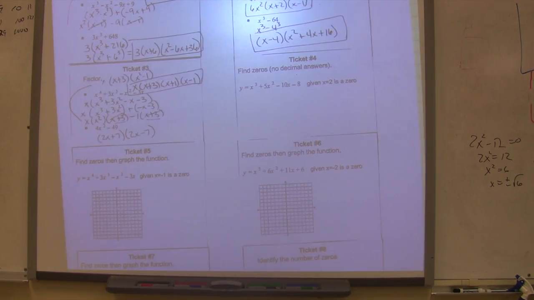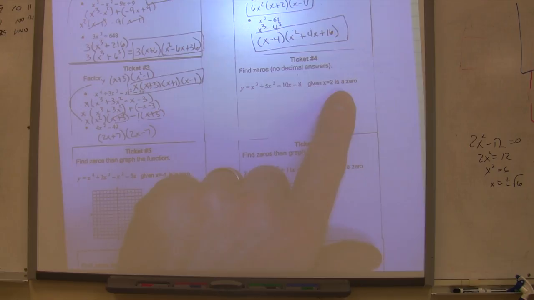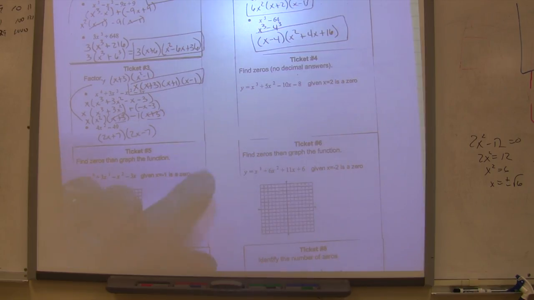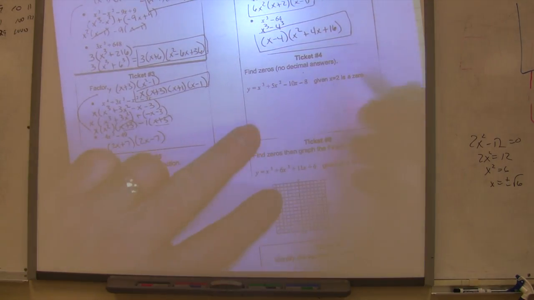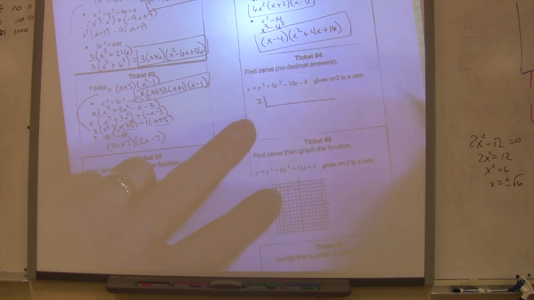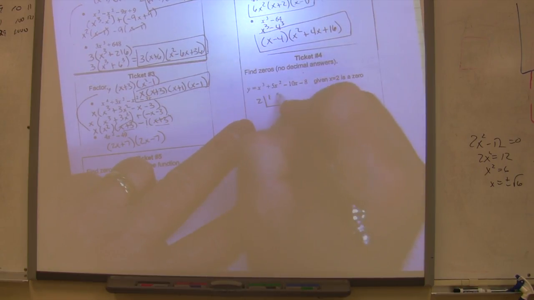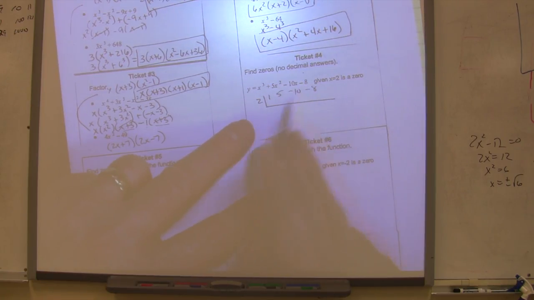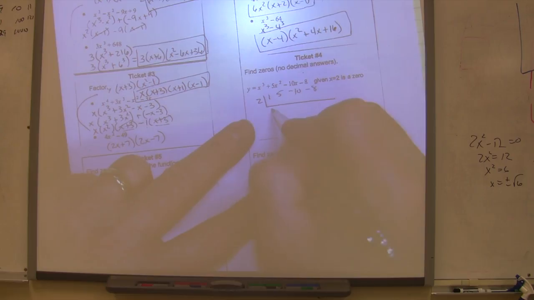So ticket 4. Now they ask us to find the zeros, and they tell us that one of the zeros is x equals 2. So remember, if we know that, we're going to use synthetic division. And because it's 2, we'll just put the 2 there. So 1, 5, negative 10, negative 8. Remember, if it ever skips the power, you have to put a 0 down. So I bring down the 1.